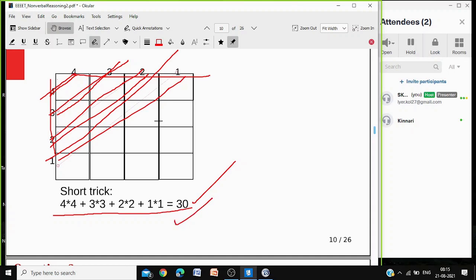And this is for squares. If you are asked about rectangles, what will you do? 4 plus 3 plus 2 plus 1, 10. And vertically 4 plus 3 plus 2 plus 1, 10. You would add it, and then you will multiply 10 into 10, 100. But for squares, what you are doing? Here first you are adding and then you are multiplying. Here first you are multiplying, then you are adding. First multiplication, then addition for squares. For rectangles, first addition, then multiplication.